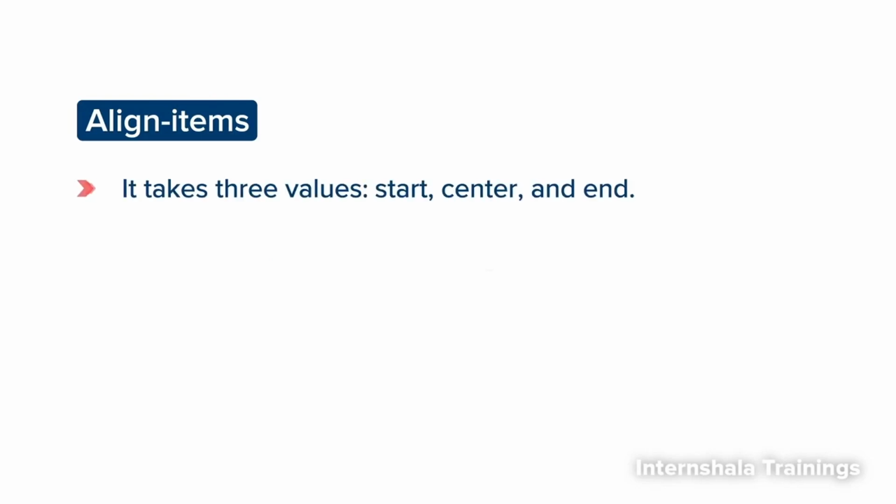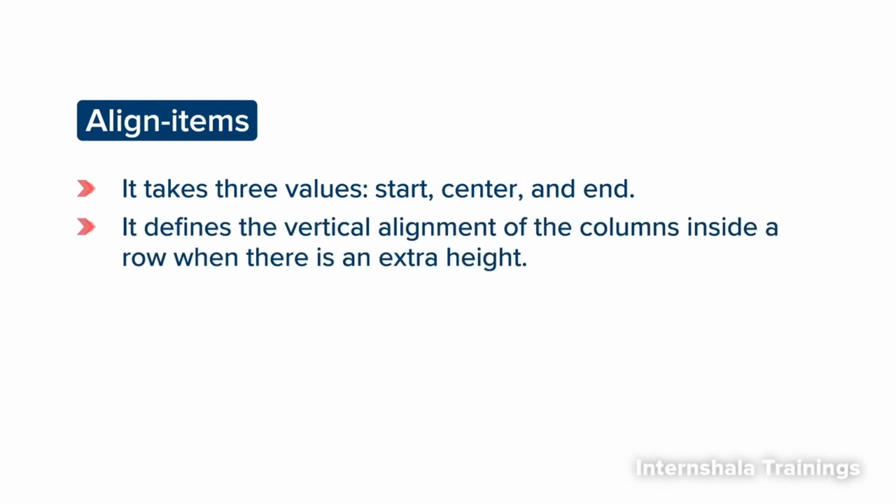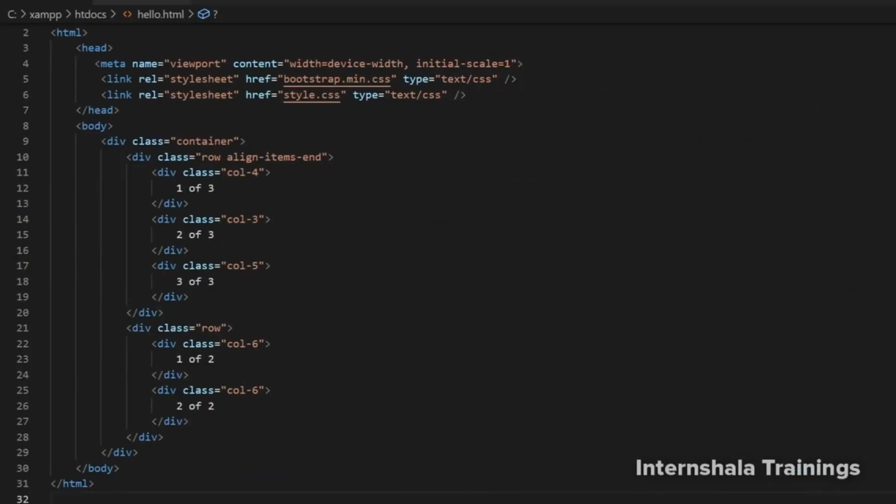We will start with the align-items. This class has 3 possible values: start, center, and end. And it defines the vertical alignment of the columns inside a row when there is an extra height. Let us understand with the help of this code. This is almost the same code which you have been working on in the previous video. Here we have one change, that is, for the class row we have added align-items class with the value end. So this class can only be added to the flex container, that is for the class row. We cannot assign this class to the flex items. This is another important point which you should make a note of.